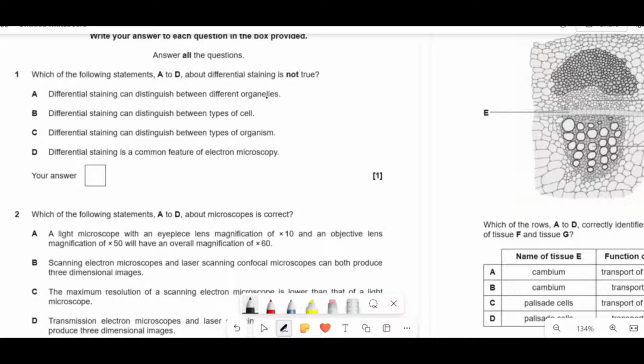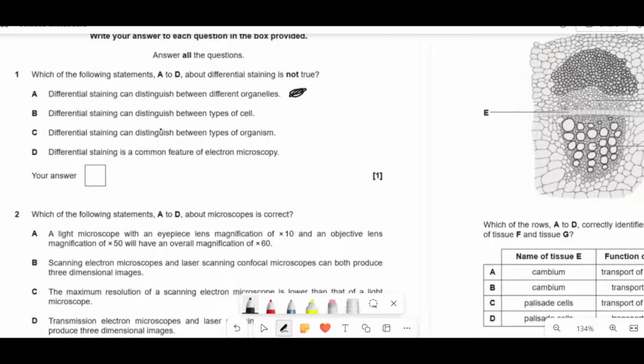Differential staining can be used to distinguish between two different types of organisms that are hard to differentiate, for example different types of bacteria, like Gram staining. But as well as that, it can be used to differentiate between different organelles as well. So if we look at A, differential staining can distinguish between different organelles. That is true, so it can't be this one.